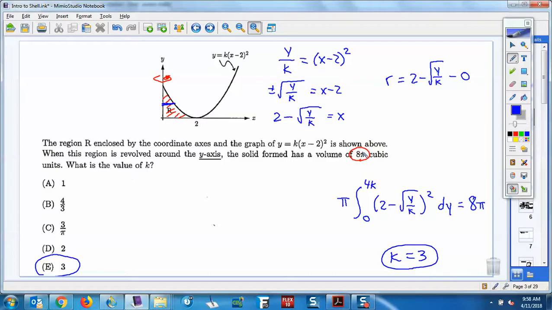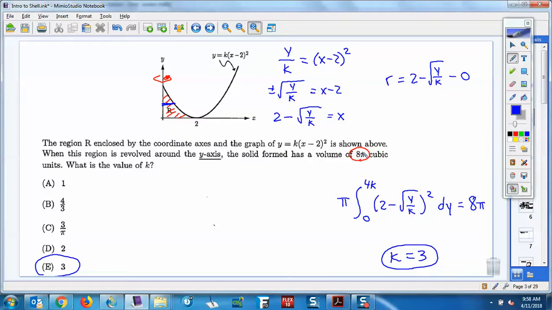Plug in a 0 for x, because this point right here is 0 something, and so you put a 0 in for x right here. You can put it in over here, but it'd be easier here. 0 minus 2 is negative 2, square that's 4, 4 times k. So when x is 0, this y value is 4k. So the strips are going to fill the space from 0 to 4k.